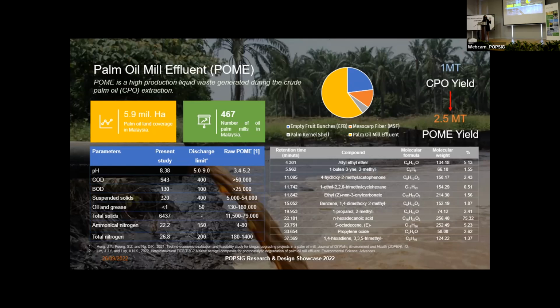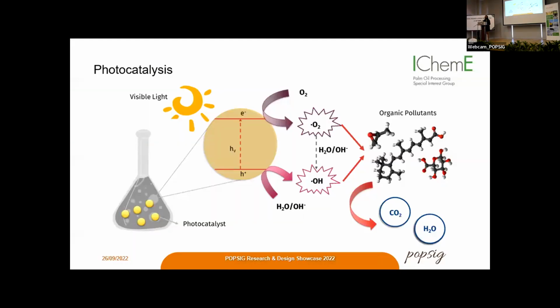As also shown in the slides here, with such massive amounts of POME production, it's actually difficult to handle. In the conventional palm oil mill, we use an open pond system for this wastewater treatment. It will undergo a series of equalization, anaerobic digestion, clarifying and filtration processes, which is actually ineffective and requires a long time. Therefore, we propose this photocatalysis process to degrade these environmental pollutants.